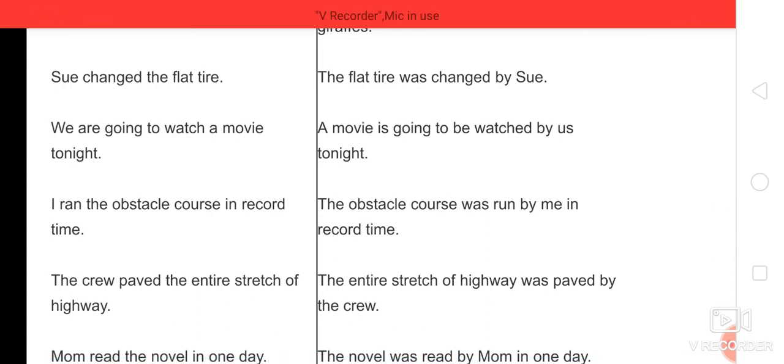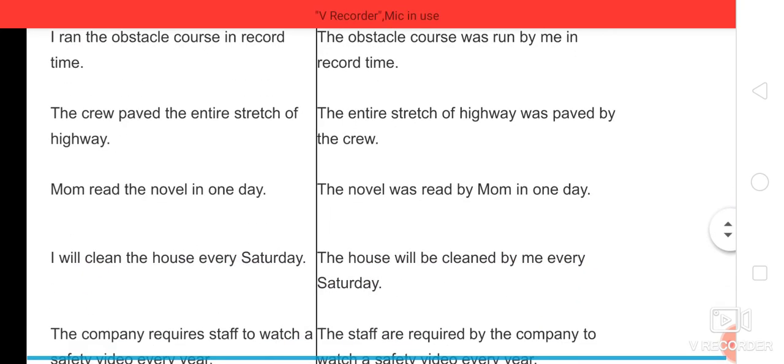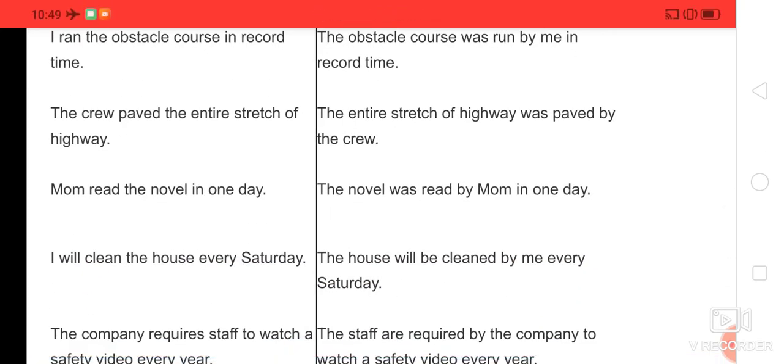So the next sentence, I ran the obstacle course in record time. So what would be the passive voice? The obstacle course was run by me in record time. The crew paved the entire stretch of highway. The entire stretch of highway was paved by the crew. Mom read the novel in one day. Obviously, the novel was read by mom in one day. I will clean the house every Saturday. The house will be cleaned by me every Saturday.